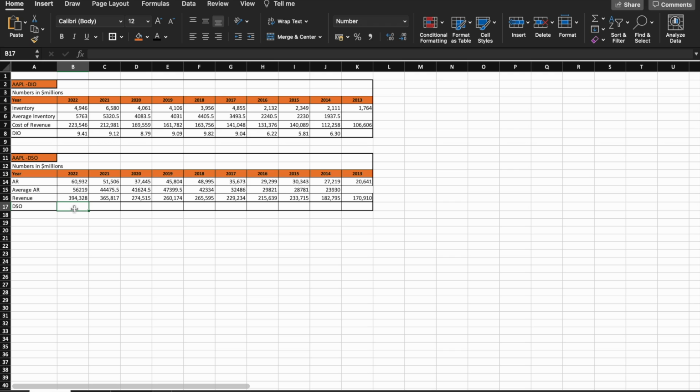And then we calculate the DSO itself, which is simply the average accounts receivable of Apple divided by the revenue of Apple times the days we're looking at. As we're looking into a whole fiscal year of Apple, it's going to be 365 days. So the DSO is 52, and we can again drag and drop it over, and we can see how DSO has evolved over time: they had pretty low DSO a few years back, then it went up, and now they seem to have lower DSOs again.